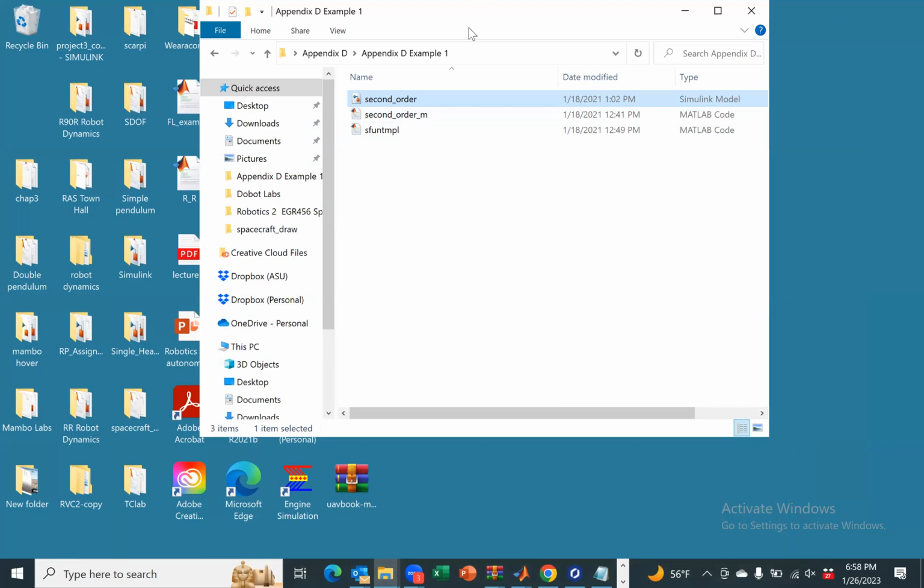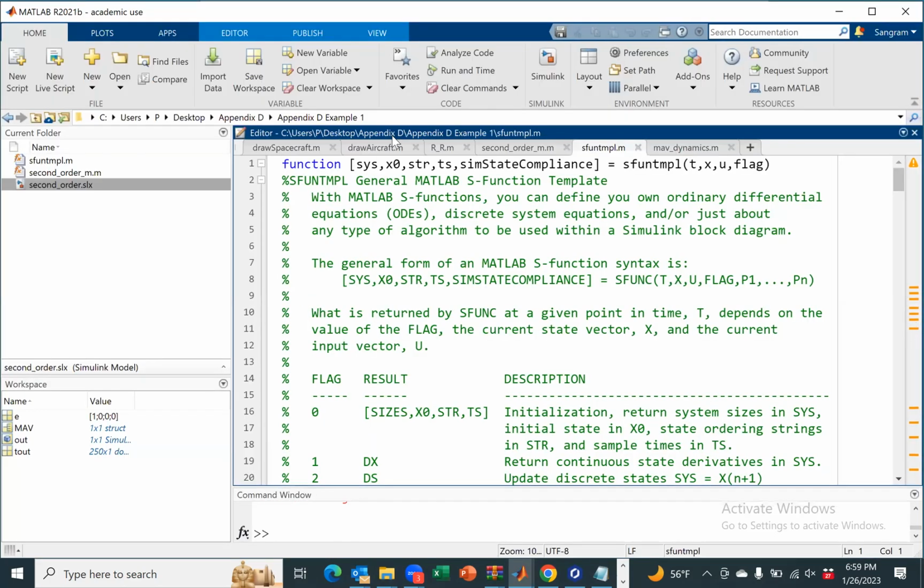Appendix D, example 1. Can you see S function template? Open that. If you want to create an S function, this is the template that MATLAB has provided. You want to modify this template as per your requirements. And there is good discussion on this in Appendix D of the textbook. If you read that Appendix D, it will tell you line by line how it is implemented.